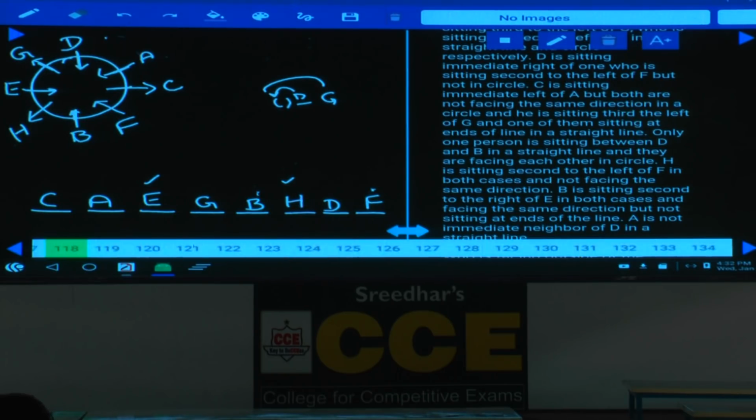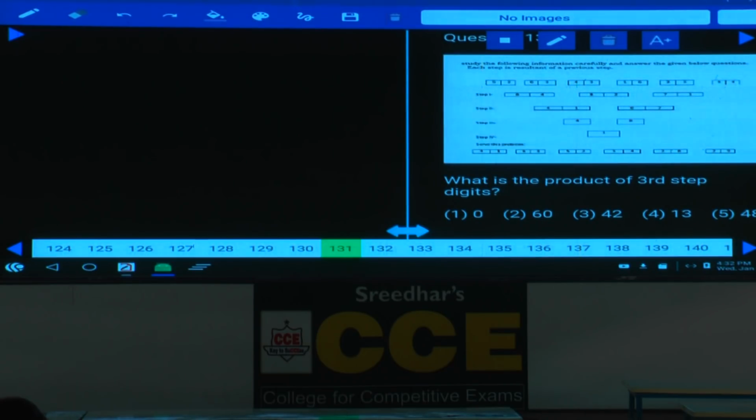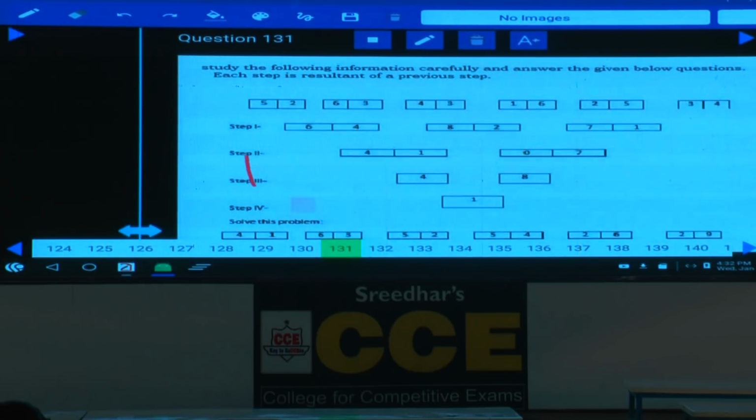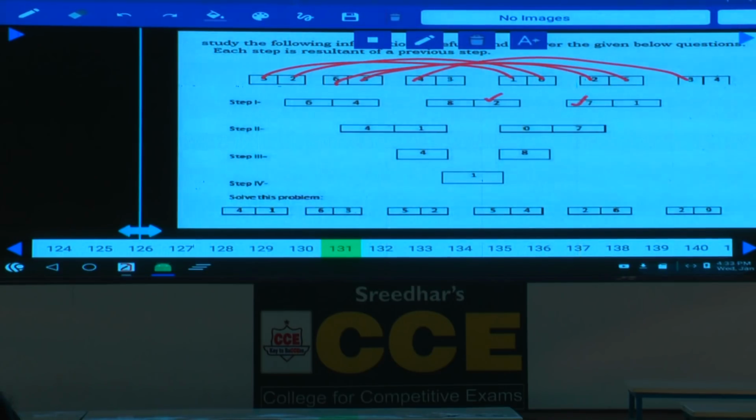Now 131 to 133, let's have a glance at this information once. We can cover this in just a few minutes. First one, how are you getting this 5 and 2? In this one, 5 to 6 are the blocks given. 5 plus 1 is 6, isn't it? And 6 minus 2 is 4. And again 6 plus 2 is 8. And 5 minus 3 is 2. Here 4 plus 3 is 7. And 4 minus 3 is 1. Now this is about step 1 from input, isn't it?